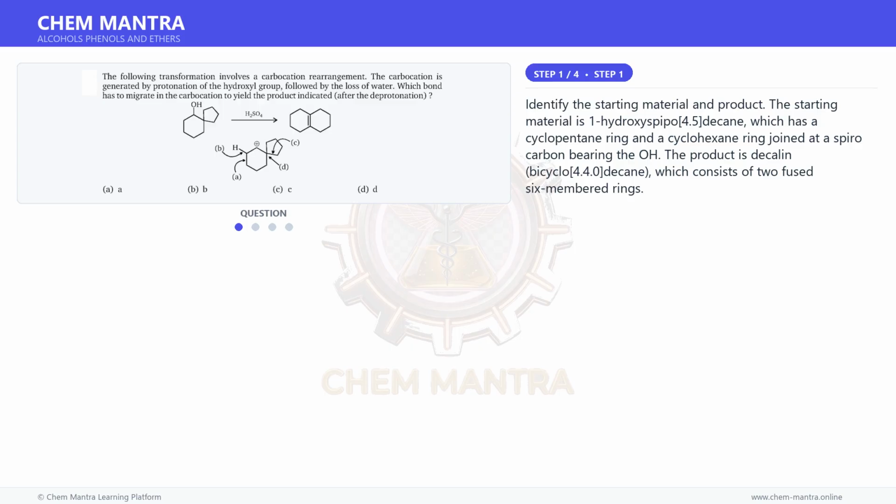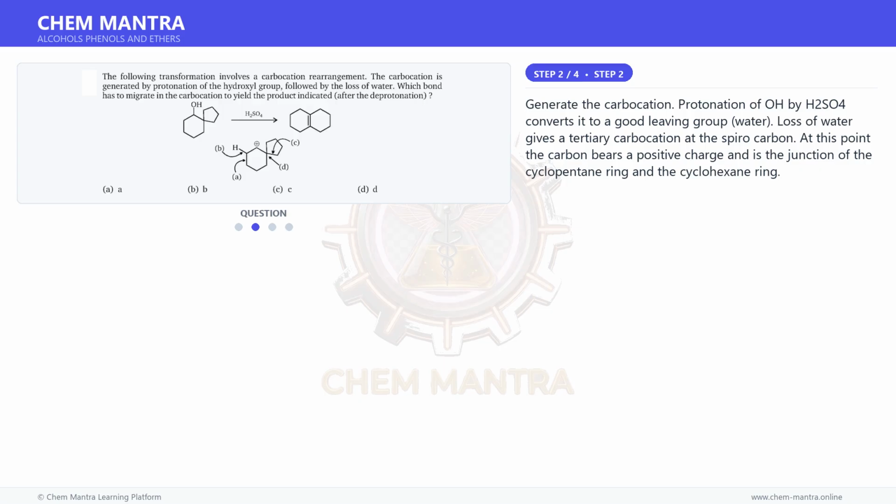The starting material is 1-hydroxyspiro[4.5]decane, which has a cyclopentane ring and a cyclohexane ring joined at a spirocarbon-bearing diol. The product is decalin, bicyclo[4.4.0]decane, which consists of two fused 6-membered rings. Moving on to the next step.